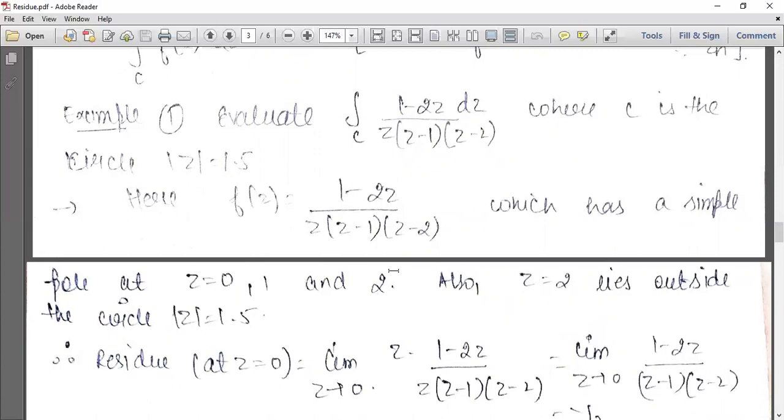We have 3 poles. Now we need to find the order. So z is raised to power 1, z minus 1 is raised to power 1, z minus 2 is raised to power 1 also. So all three are simple poles, or you can say poles of order 1.